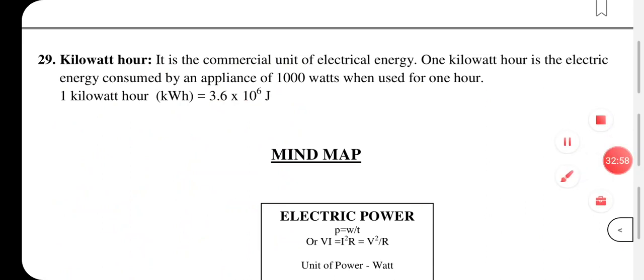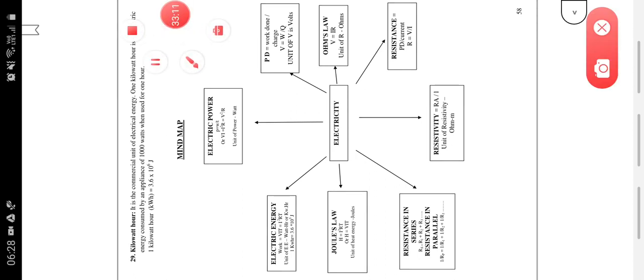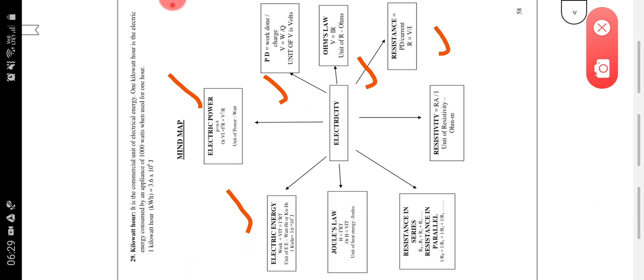Thereafter there is one mind map. I'll just show it to you all. Here it is. You all can see, just go through it once again quickly and remember it. So what all things have we studied in this chapter? We studied electrical energy, electrical power, potential difference, Ohm's law, resistance and how it has to be calculated, resistivity, resistance in series, resistance in parallel, and Joule's law. So with this our chapter is completed.